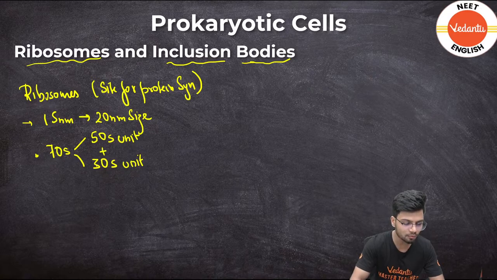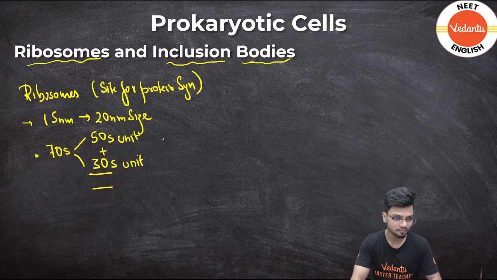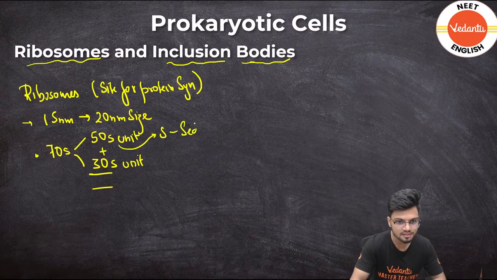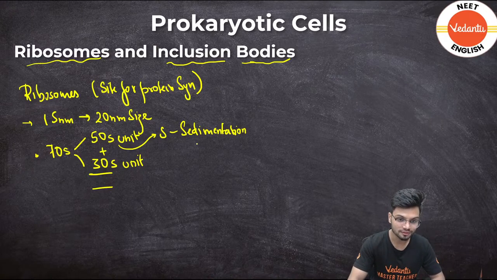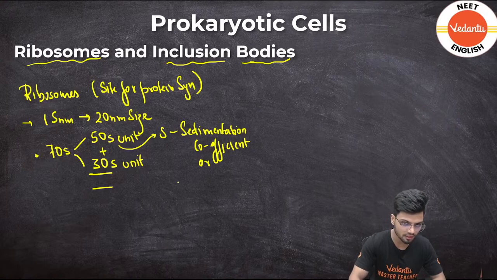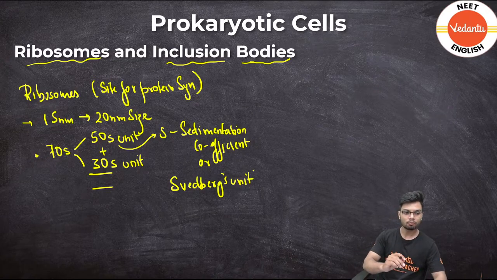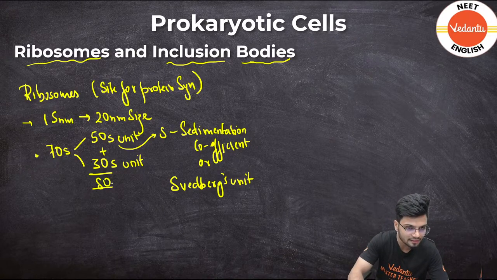Now, quickly add and tell me, what is 50 plus 30? Fast, tell me. Now here, this particular S is called your sedimentation coefficient. See, the students are not used to speaking so slow and writing is very slow. Sedimentation coefficient. It is also called your Svedberg unit. Svedberg unit. Tell me fast, what is 50 plus 30? 60, 70, 80? It should come as 80, right?